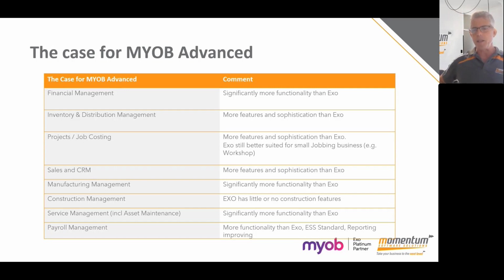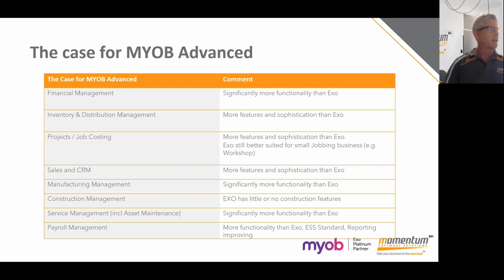Advanced can have as many companies as you like in one database, and inter-entity transactions then become automated. You can still segregate information, for example, if certain people should only see or access certain companies, but a lot more sophistication in the financial management suite.